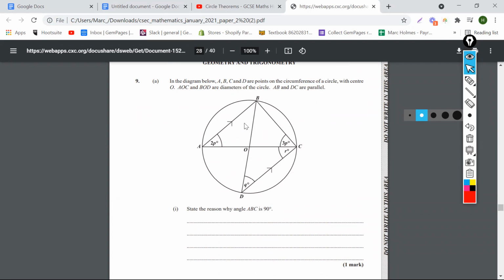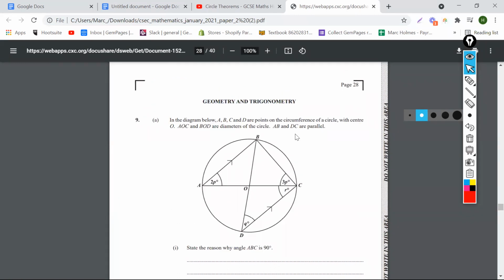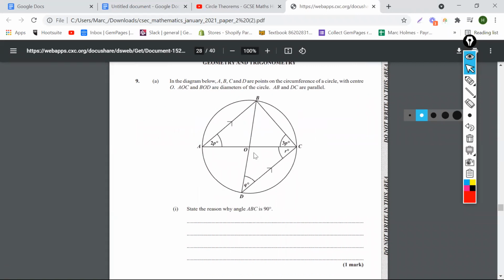And it says the same thing, guys, geometry and trigonometry. And we're going to use the rules to solve this one. Okay, guys, let's use the rules. Ready? Let's try this one before we go, all right? So it says in the diagram below, A, B, C, and D are points on the circumference of a circle. And it says here, BOD is a diameter. So this here is a diameter, guys, for the circle.